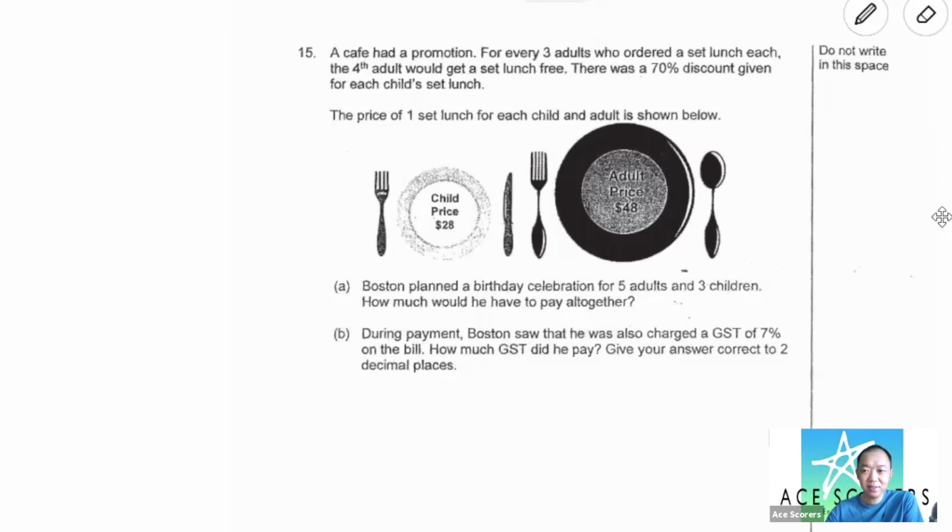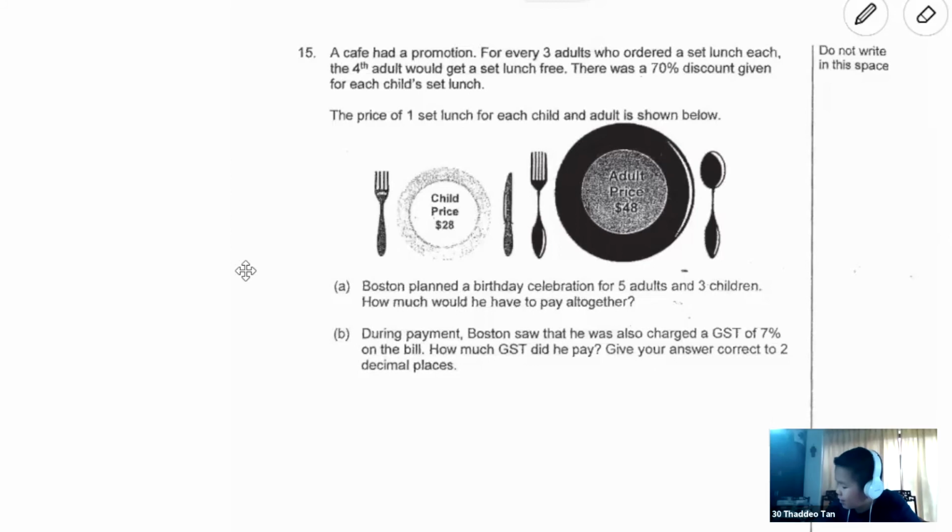Okay, question 15. 15 is easy. Percentage question. Now suddenly percentage is easier to do. Wait, can you see yourself here on the screen? Nope. Can't see yourself.